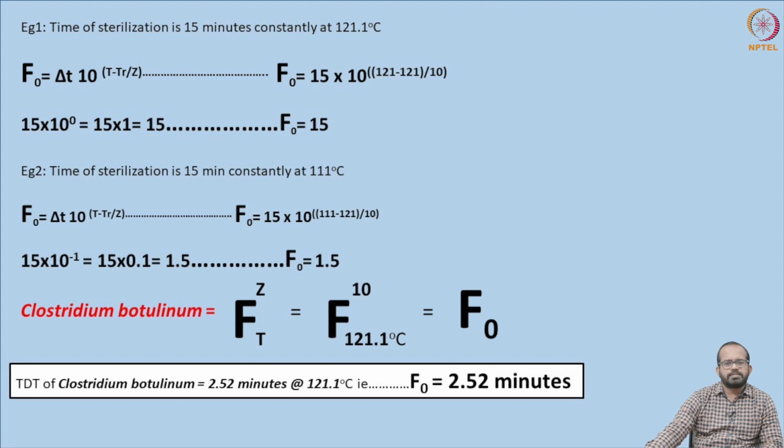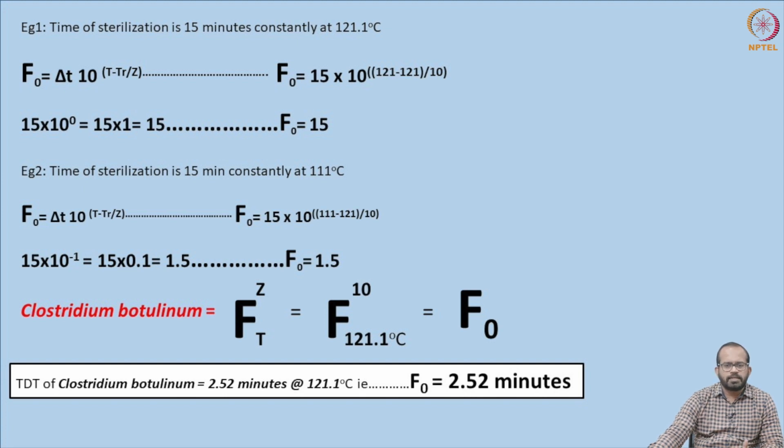For example, the time of sterilization is 15 minutes constantly at 121.1 degrees Celsius. Using this equation, we can find the F0 value of these organisms. F0 is equal to delta T into 10 raised to the lethality rate equation. Delta T is given as 15 minutes, and 10 raised to 121 minus 121, the same temperature, so it is 15 into 10 raised to 0. 10 raised to 0 is 1, so 15 into 1 means 15. So F0 is equal to 15.